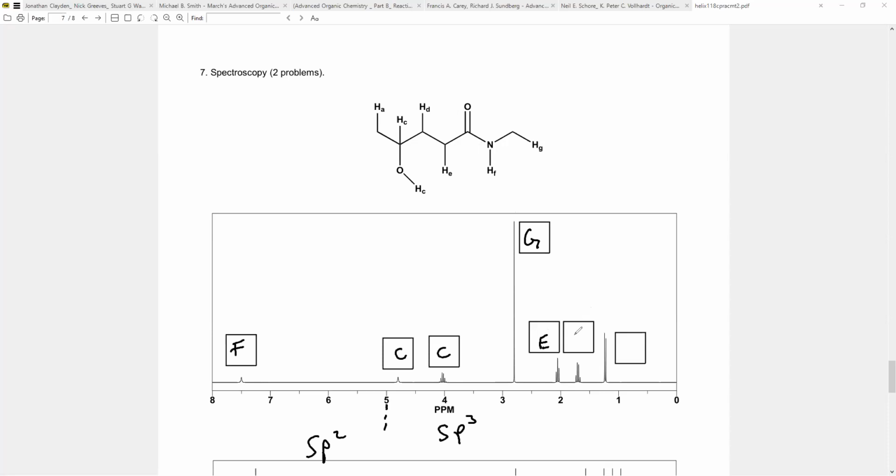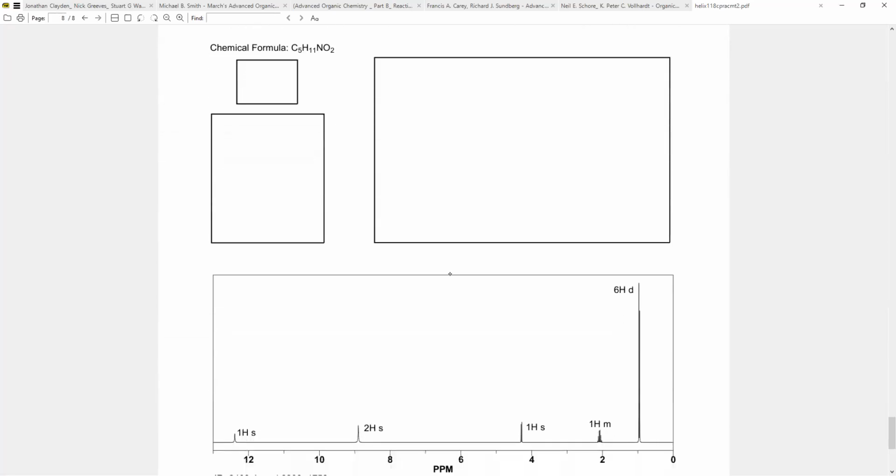And then D is closer to, D is kind of in between the oxygen and the carbonyl. A is only next to the oxygen. So 2 things deshielding D, 1 thing deshielding A. Look at that. In less than a minute, we finished this. Okay, cool. All right. So that leaves us with a spectroscopy question.